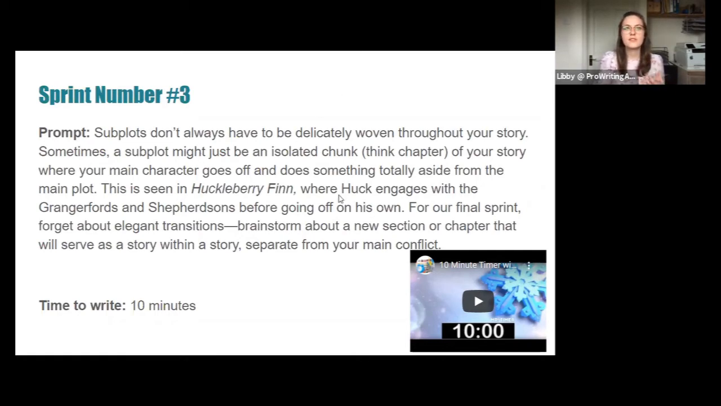So even if it feels completely random in terms of the context of the rest of your story, give it a go, see what comes out of it, and see what your character can do when you release them from the web of your plot that you've got going on already. So I think we'll start the timer, get writing, and as always, share those responses in the chat when you have them. Brilliant.